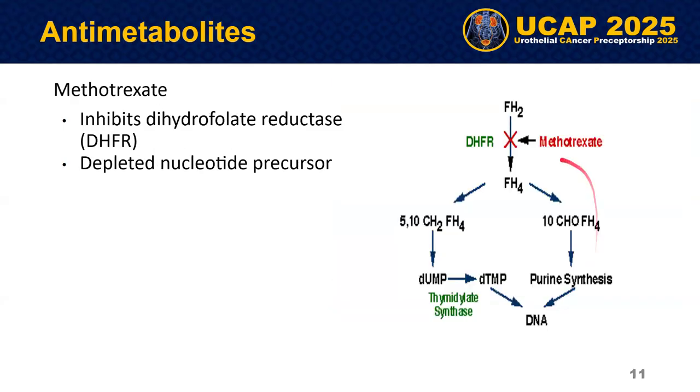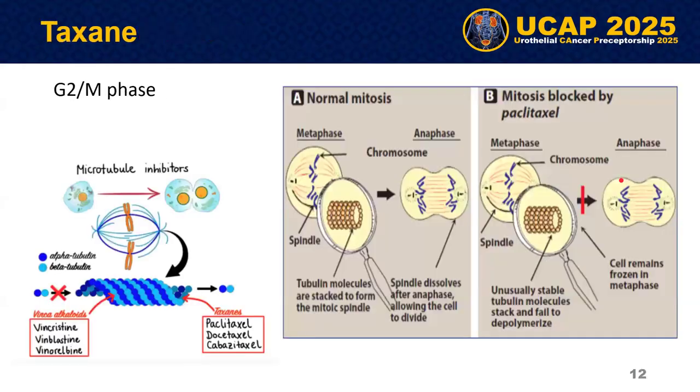Next, for methotrexate, it is a dihydrofolate reductase inhibitor. And you can see the downstream pathway here is actually the purine synthesis. So by blocking this part of the mechanism, you actually reduce purine synthesis. And purine, as we know, is important for DNA building blocks. By depleting nucleotide precursors, DNA cannot be produced, hence leading to cell death.